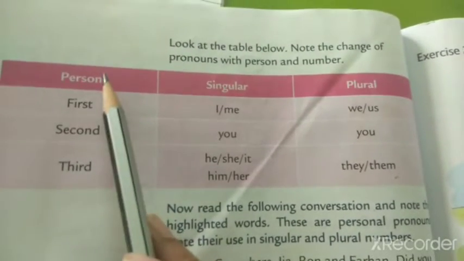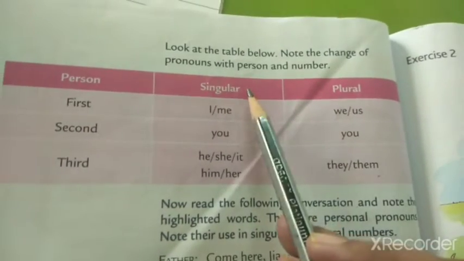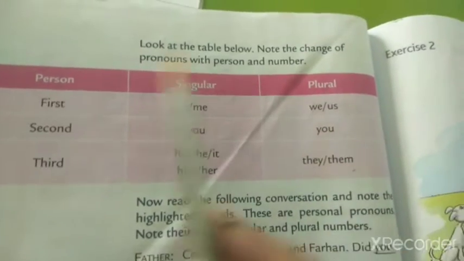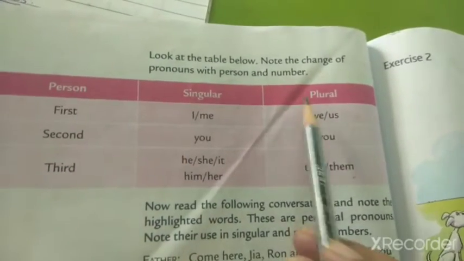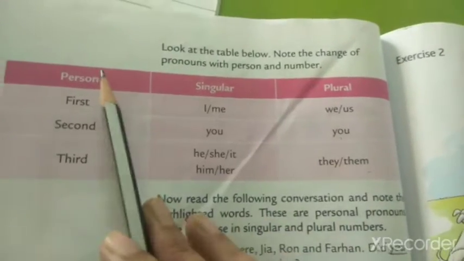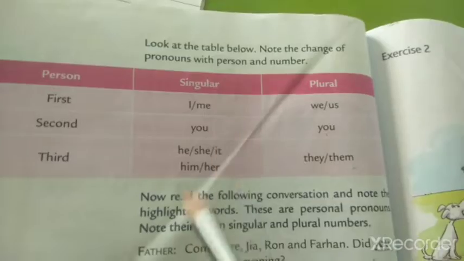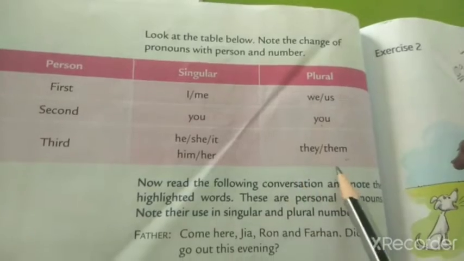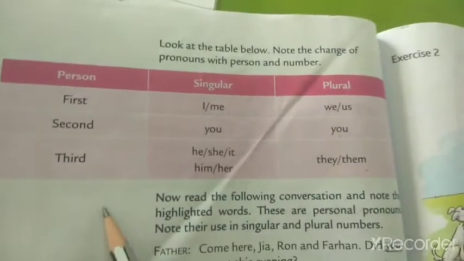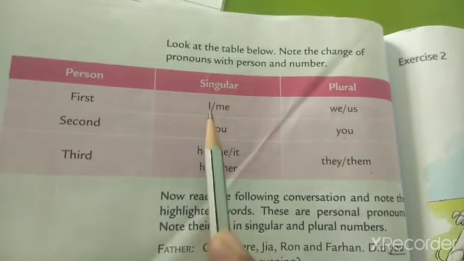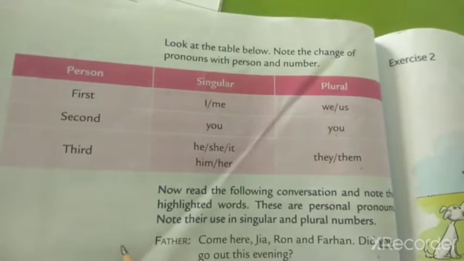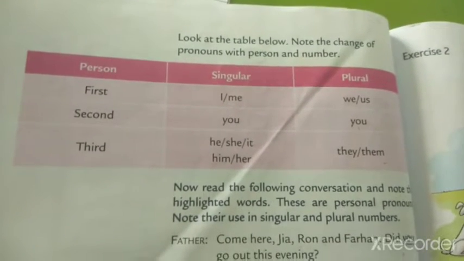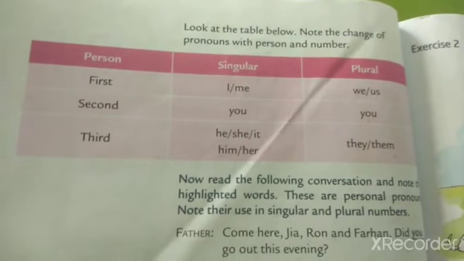Yes, so when we are talking about first person, the singular pronoun will be I or me, and for plural we will use we or us. Okay, for second person we use you, and for plural also we use you. And for third person, for singular pronoun we use he, she, it, him or her, and for plural we will use they or them. So when we are doing our lesson of subject verb agreement, we have to remember this. Okay, then only it becomes easy for us to do the exercises further. So now let us go back to our exercise, which is there on page number 75.